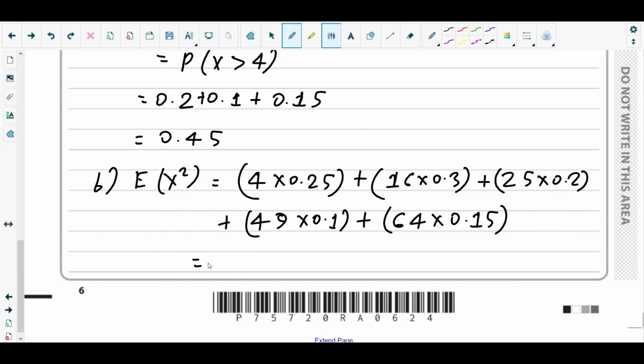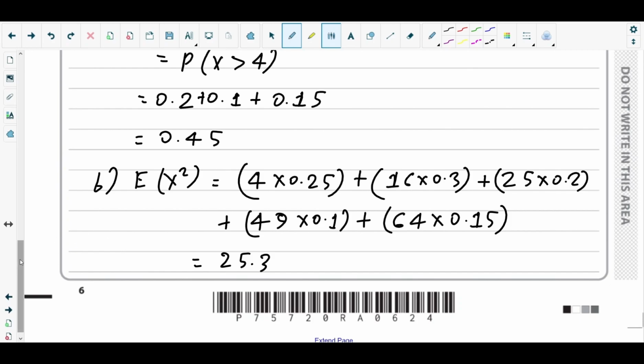The expectation of x squared is what? 4 times 0.25, this is 1, plus 16 times 0.3 plus 25 times 0.2 plus 49 times 0.1 plus 64 times 0.15. So what you will get here is 253 over 10, which is 25.3 basically. So 25.3, we got the expectation of x squared.